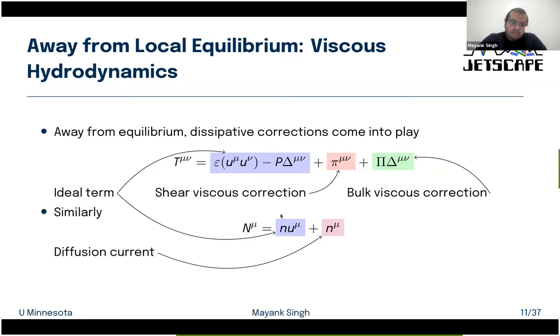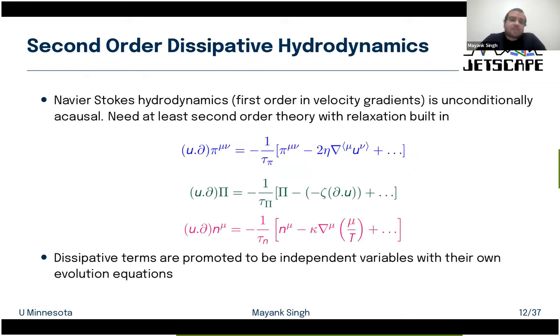Similarly, you can add a diffusion current to the conserved charge. If it's just an ideal system, then the charge will flow along with the background fluid. But if you account for dissipative corrections, then there will be diffusion whether or not the fluid is flowing. And this will be determined by a diffusion coefficient.